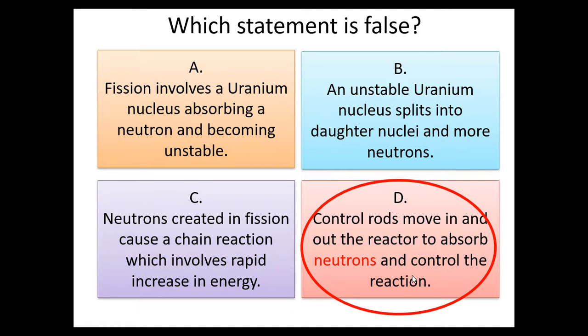So, to sum up, fission involves a uranium nucleus absorbing a neutron and becoming unstable. An unstable uranium nucleus splits into daughter nuclei and more neutrons. Neutrons created in fission cause a chain reaction, which involves a rapid increase in energy. And the control rods move in and out of the reactor to absorb the neutrons and control the reaction.